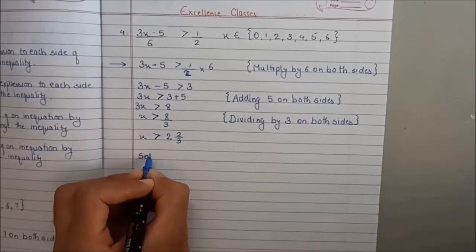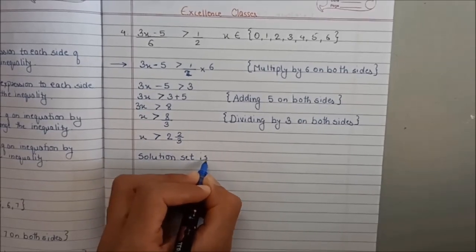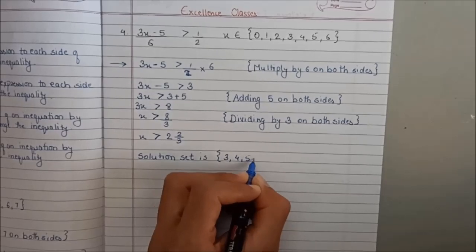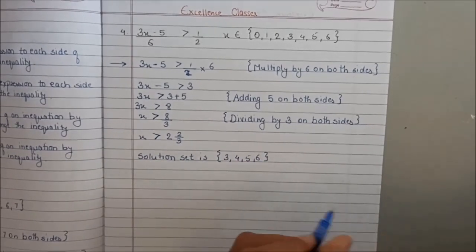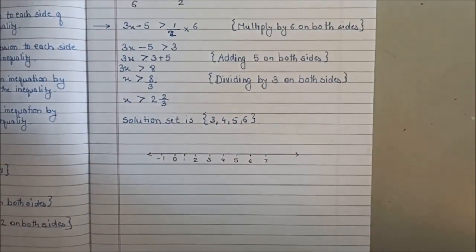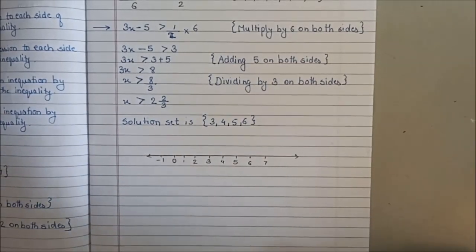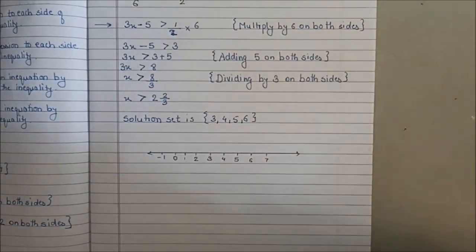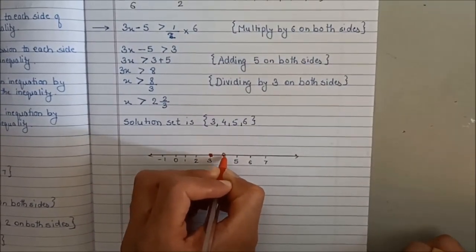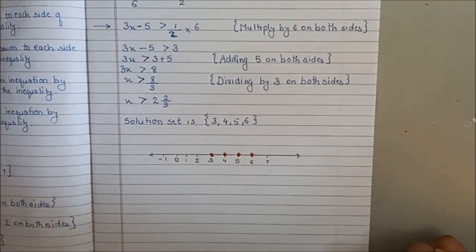So my solution set will be 3, 4, 5 and 6. Now we have to represent this on a number line. So the solution set is to be represented on a number line. The solution set is 3, 4, 5 and 6. So we will only dark those numbers, that is 3, 4, 5 and 6.